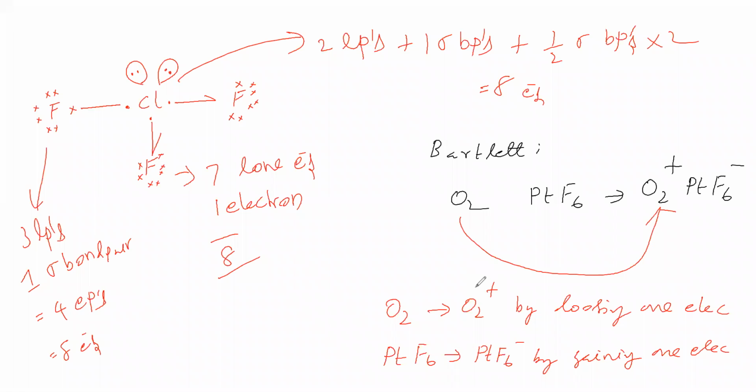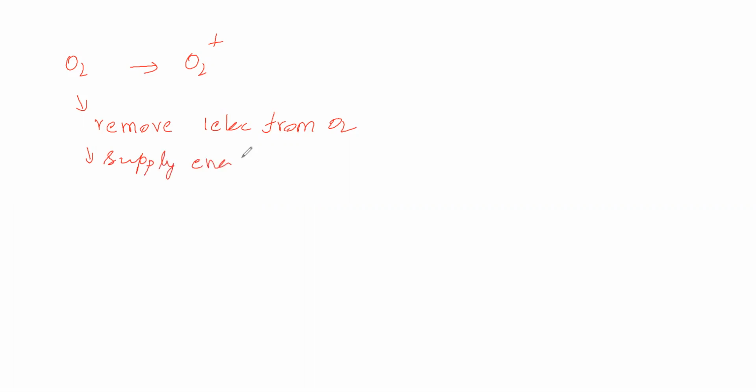Then, after preparing this compound, he got one idea. O2 loses one electron and becomes O2+. That means we have to remove one electron from O2, and then O2 becomes O2+. To remove one electron, we must supply energy. Then only can we knock one electron out of O2.